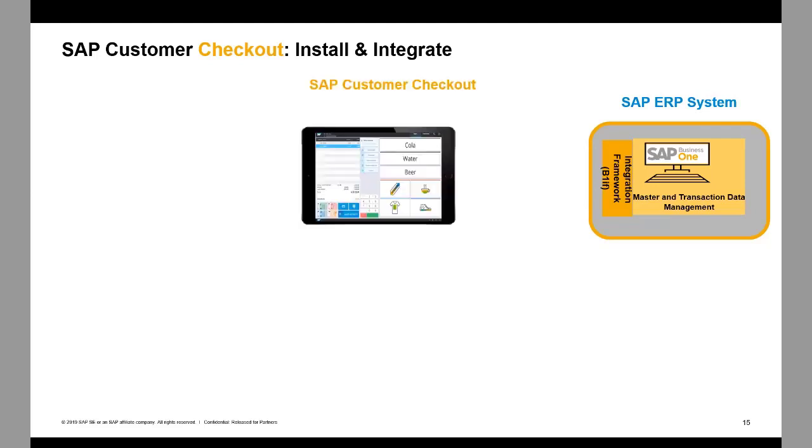So from SAP Customer Checkout, the first thing that I will do is install SAP Customer Checkout. Then I will connect it to SAP Business One. In SAP Business One, I already have a demo UK database. In this demo UK database, I have not made any changes at all. So I will connect it to this demo UK database of Business One.